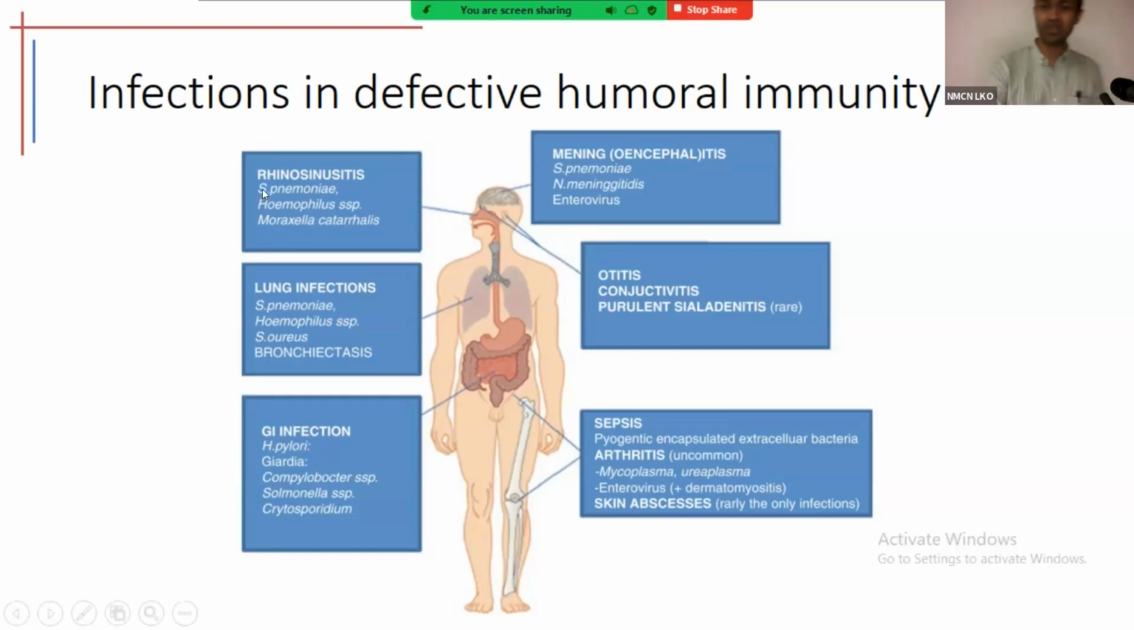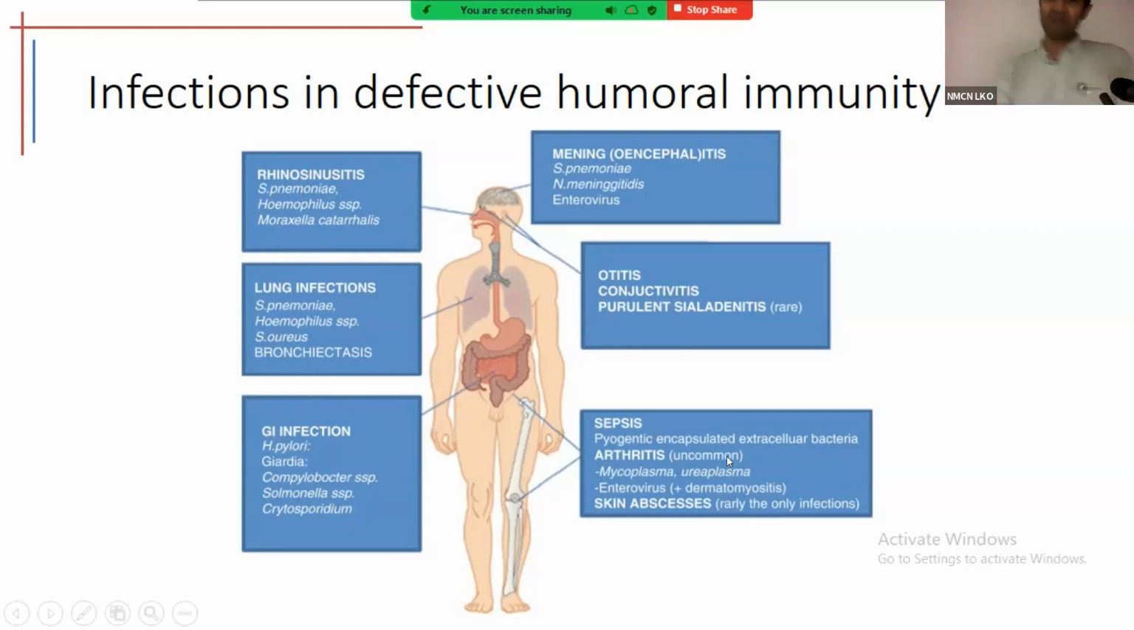So strep pneumonia, you'll see, will be common across all sites. So rhinosinusitis, meningitis, otitis media, lung infections. Strep pneumonia is the most common infection you see here. Other bacterial organisms, all capsulated bacteria, Haemophilus species, Moraxella catarrhalis, even Staph aureus in the lung, bronchiectasis. These patients develop early bronchiectasis early on in life. You can have GI infections with H. pylori, Giardia, Campylobacter species, Salmonella species, and Cryptosporidium.